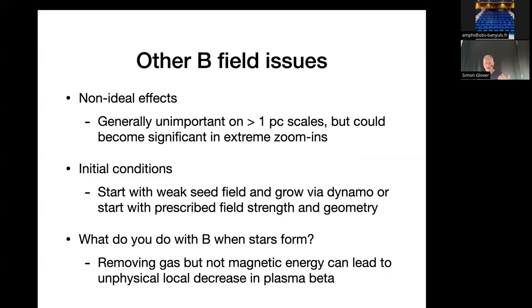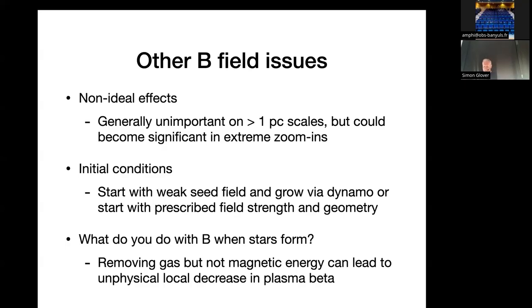Okay, other issues. In principle, we may need to deal with non-ideal MHD when modeling magnetic fields. In practice, for the sort of simulations that I'm mostly focusing on, these galactic scale ISM ones, this is generally not going to be important. The ionization is generally high enough that the non-ideal effects are small. But if you want to look at, for instance, the formation of individual prestellar cores or their evolution, then you can get to a regime where actually effects like ambipolar diffusion or ohmic dissipation become important, and then you actually do need to start worrying about non-ideal MHD.